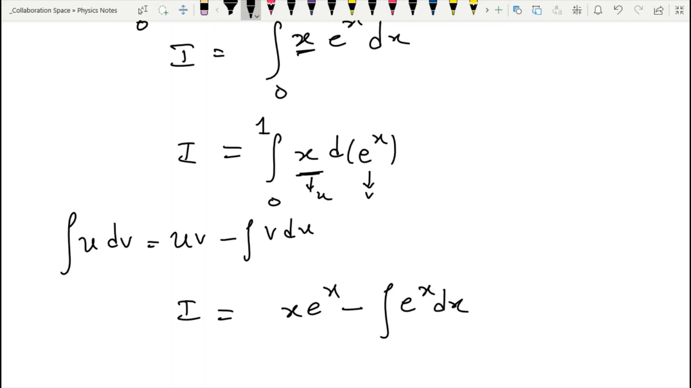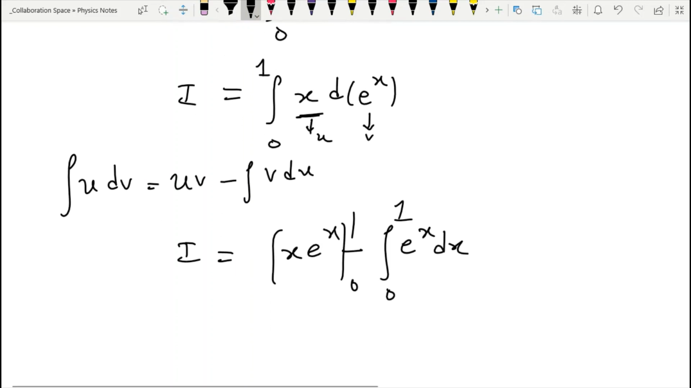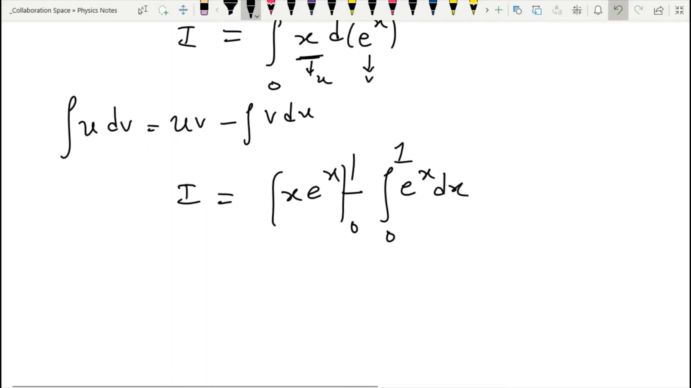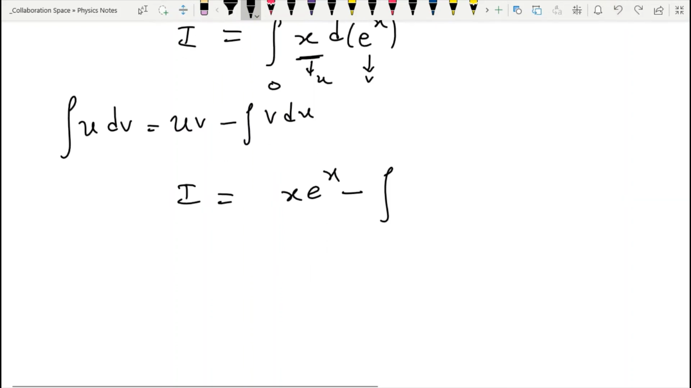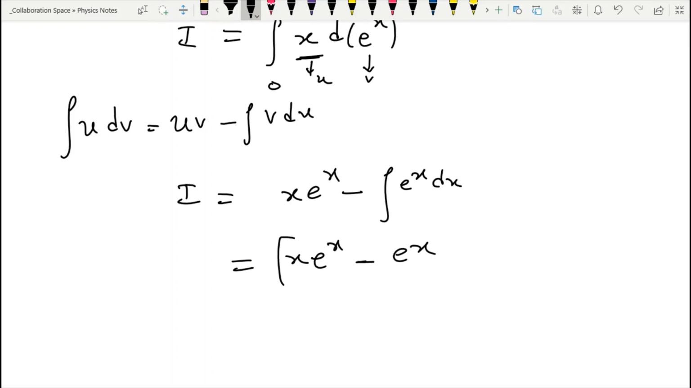So this is the value. Here, after integration I will apply the limits, from 0 to 1. We can also apply them after complete integration, no issue. So there is no problem. You can also apply them after complete integration. So e power x dx. What is the value of this one? x e power x minus e power x only. So this is the value that we got.